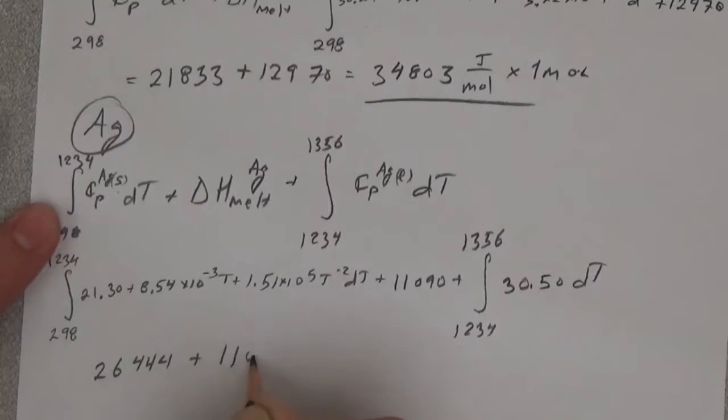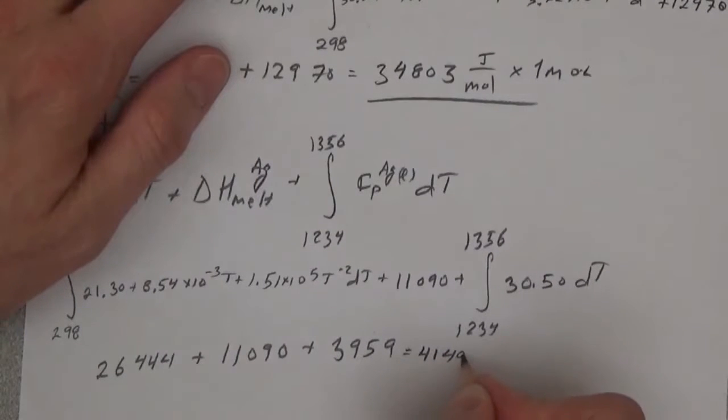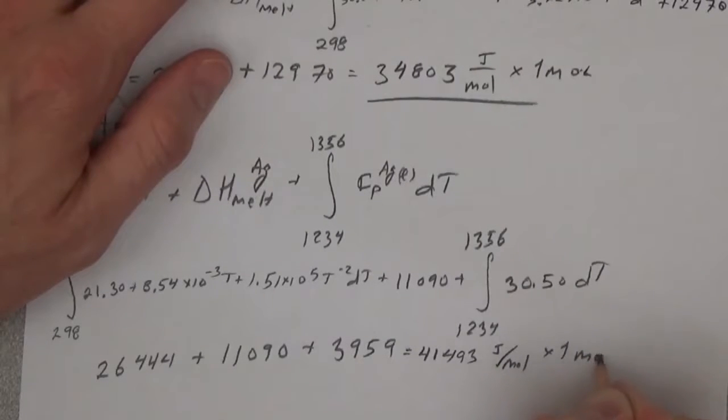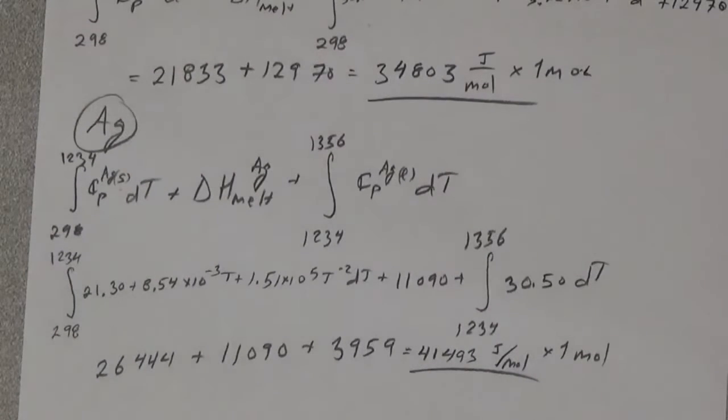And these together give us 26444 plus 11090 plus 3959, which is equal to 41493 joule per mole times 1 mole. So that gives us the enthalpy to raise the temperature of silver solid to 1356 and transform to liquid. Okay.